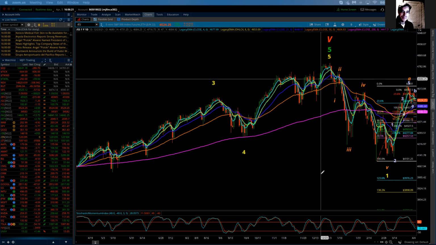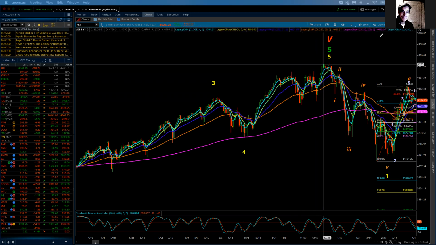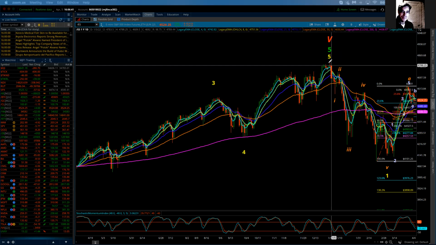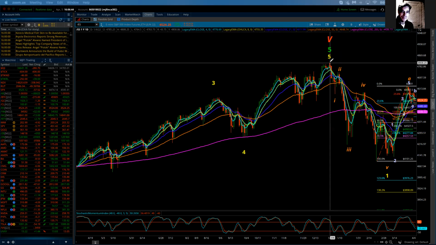And within that update, I had given the preferred view that I was continuing to use, and we'll start right here on our daily, and we'll unpack the couple of scenarios that may be in play and what each one would signal. So again, the count that I'm using, I believe that the highs are in thus far, 4808, and that we are in the beginning stages of a much larger, longer term corrective phase.